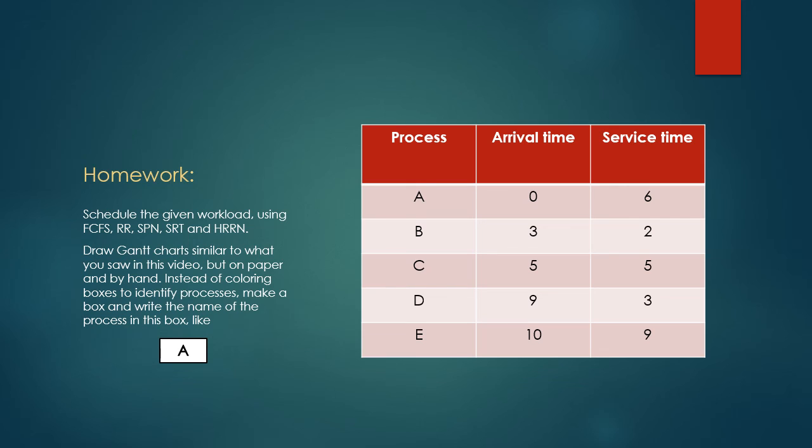So now I have a bit of homework for you. Schedule the given workload using FCFS, RR, SPN, SRT, and HRRN. Draw Gantt charts similar to what you saw in this video, but on paper and by hand. Instead of coloring boxes to identify processes, make a box and write the name of the process in the box, like the one I've shown you. A handwritten solution will be provided shortly to help you compare your work.